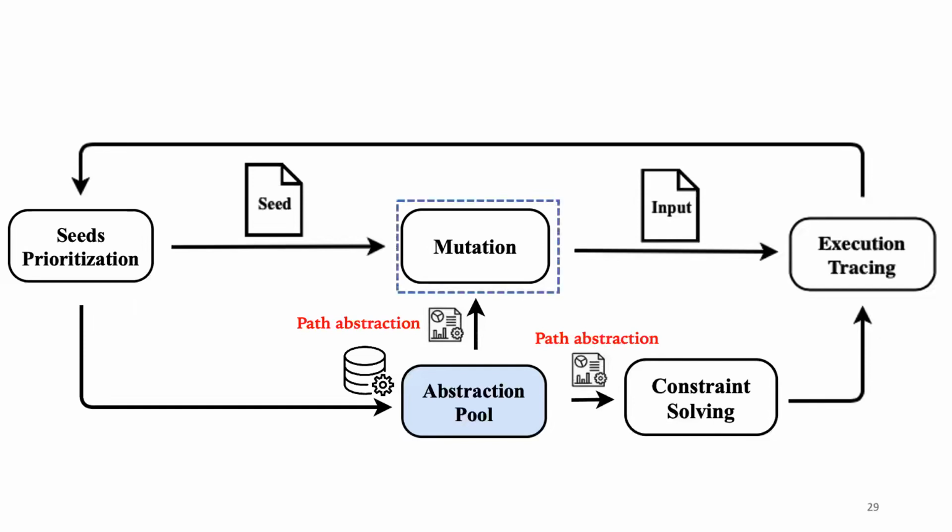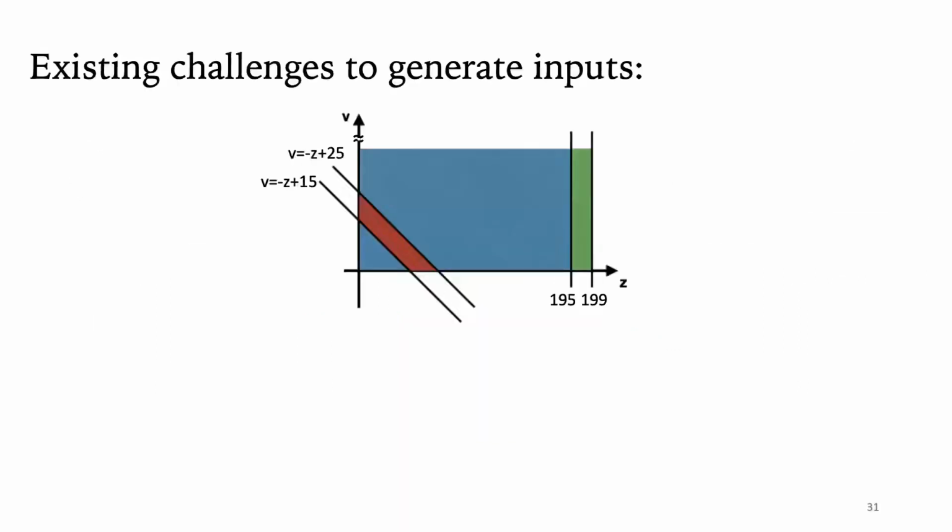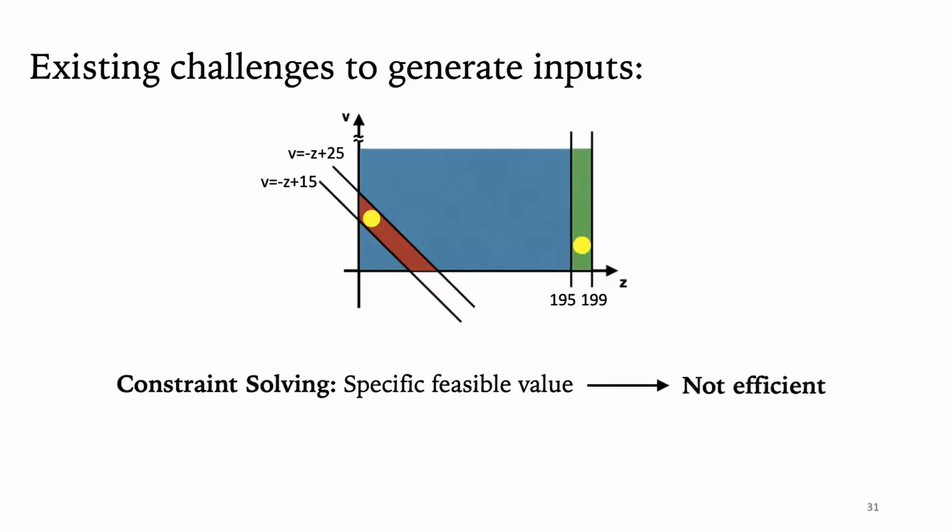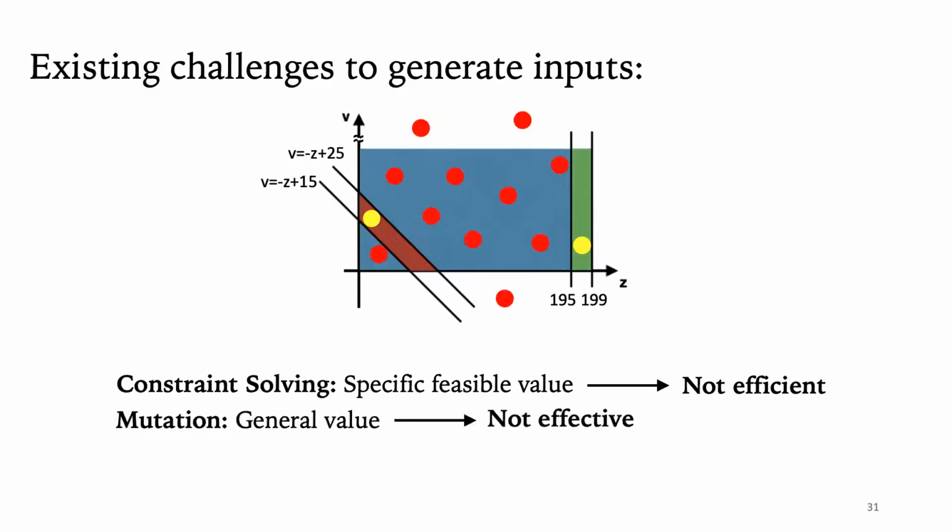Next, we're trying to improve the effectiveness of mutation. Let's recap the challenge in the existing techniques from the search space perspective. On the one hand, constraint solving is good at generating feasible values. However, it is not efficient. On the other hand, mutation is good at generating general values. However, we cannot guarantee its feasibility to reach the target branches.